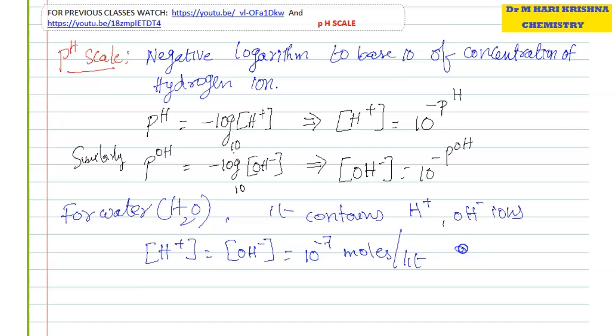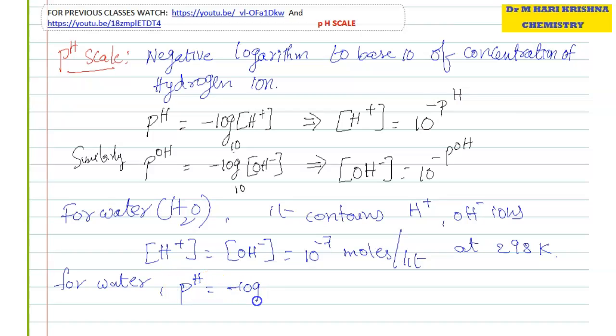At 298 Kelvin, for pure water, and not only for water but also for a neutral aqueous solution, concentration of H plus equal to concentration of OH minus equal to 10 power minus 7 moles per liter. For water, what is the pH value?